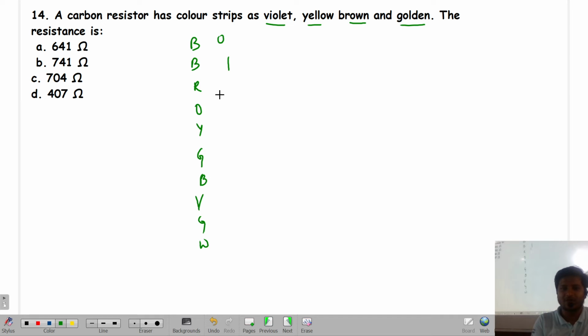Apply that: 0, 1, 2, 3, 4, 5, 6, 7. First is violet, so the digit is 7. After that, the multiplier is 10 to the power of 0, 10 to the power of 1, 10 to the power of 2, 10 to the power of 3, and so on. So now look over here: at 7 it will be 10 to the power of 7. So violet, then yellow. Yellow is 10 to the power of 4.